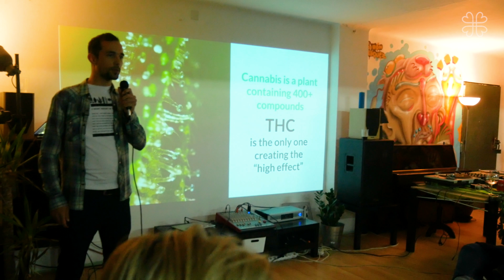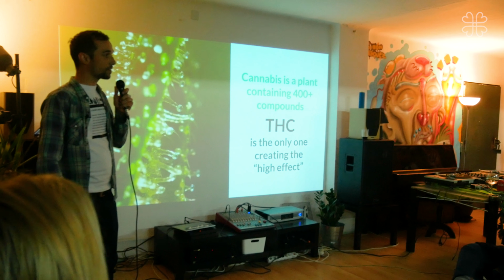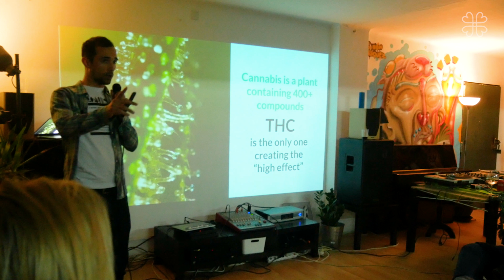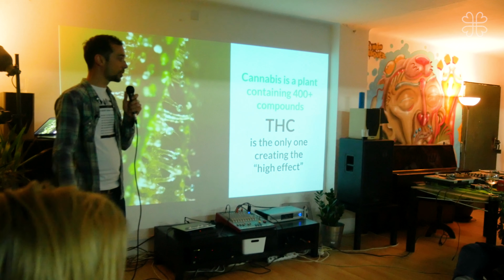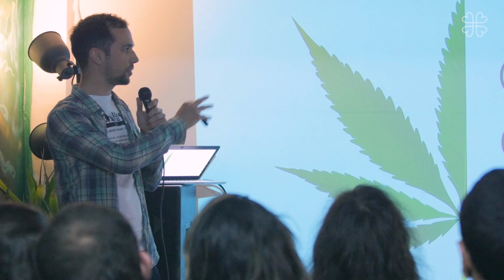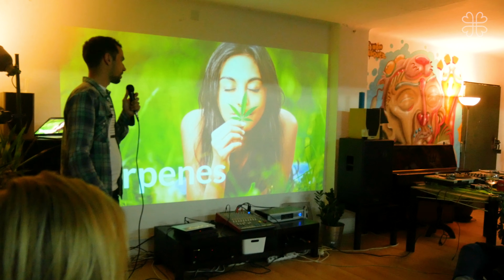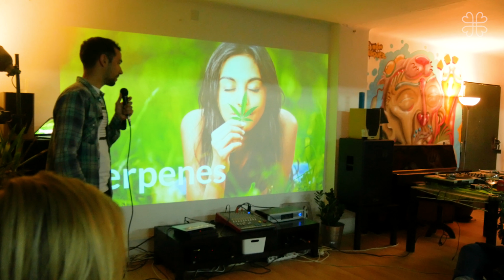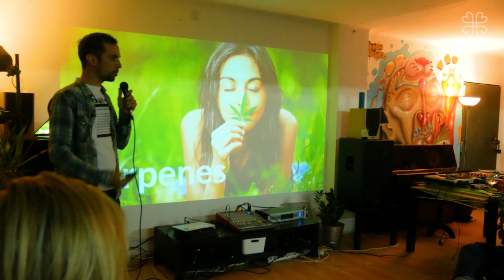First of all, what is cannabis? It's a plant with more than 400 compounds. The only one which makes you high is THC. The other compounds in cannabis, so you have the cannabinoids, THC, CBD, more than 140 cannabinoids. And you also have mostly the terpenes and the flavonoids. That's the compounds you can find in the cannabis plant. So the terpenes, that's what we're going to talk about in more detail tonight.